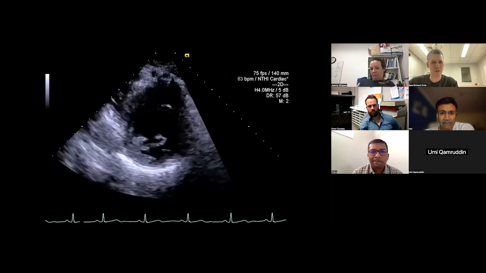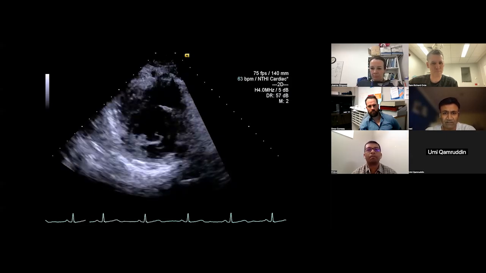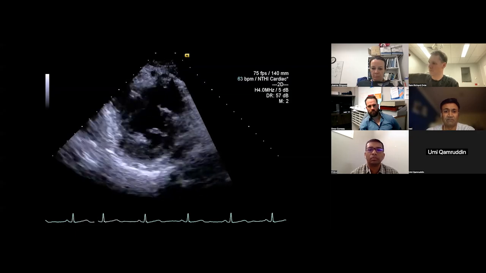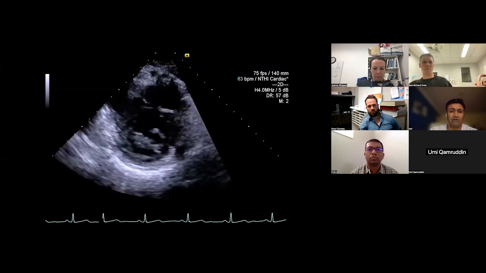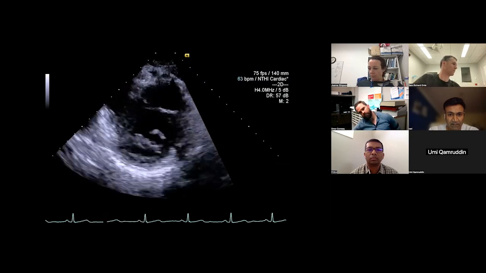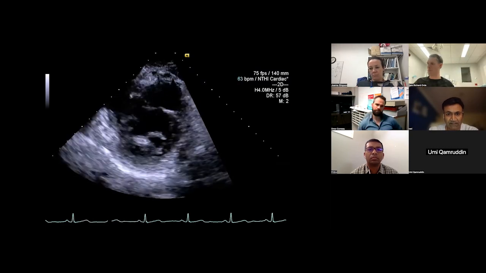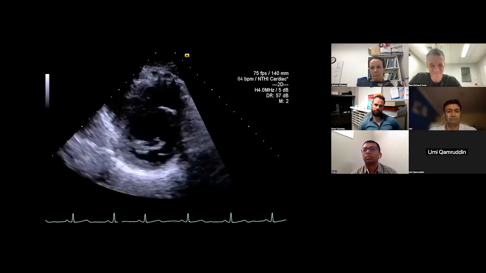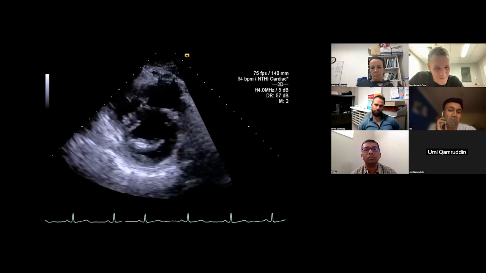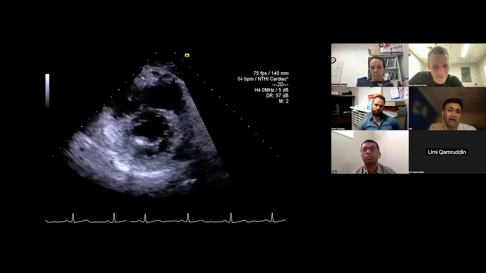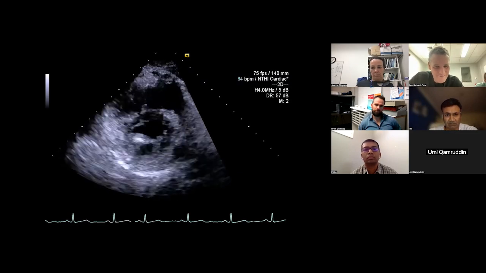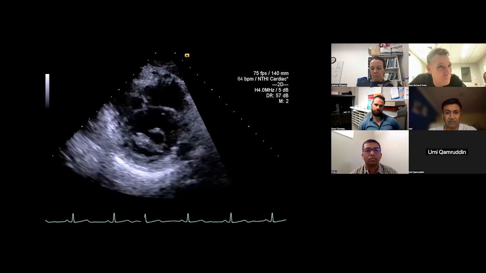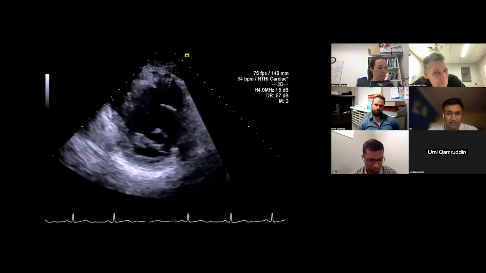Okay, describe your findings on this one. So this is a parasternal short axis view at the base, so at the mitral valve leaflets, anterior and posterior. So the echogenic material is seen on the E3 and A3 segments, scallops of the mitral valve.